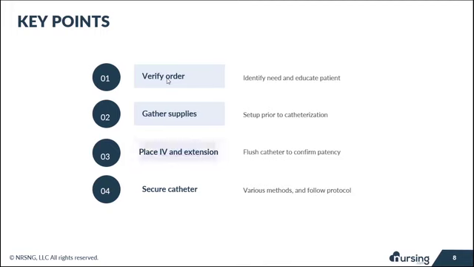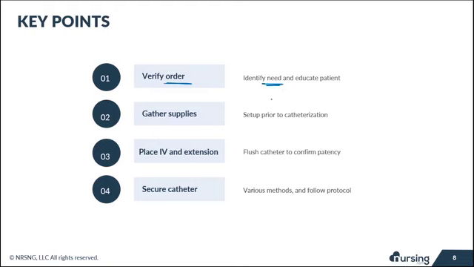All right, guys, so let's recap. We first want to make sure that we have an order or some sort of standing order or policy that indicates that we can actually place an IV catheter in a patient. We can't just arbitrarily do it. We can't do it because we think we need to. We have to verify the need for it.